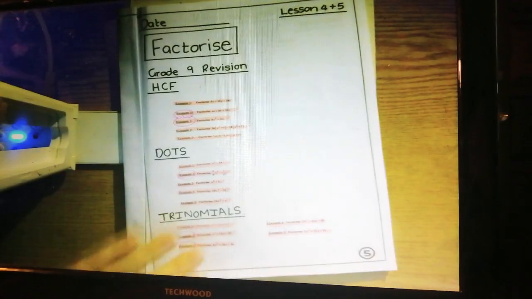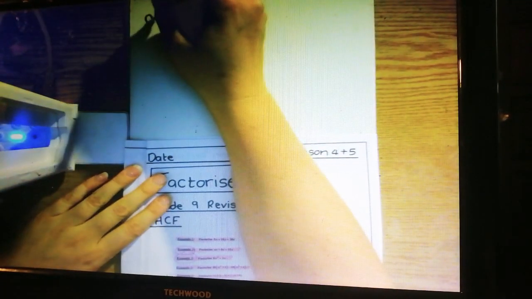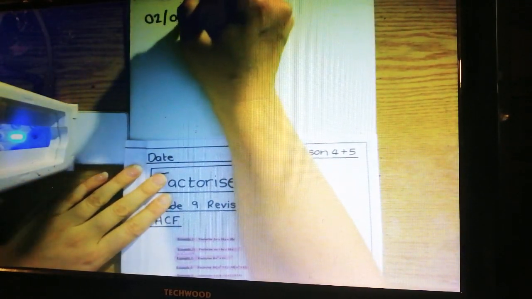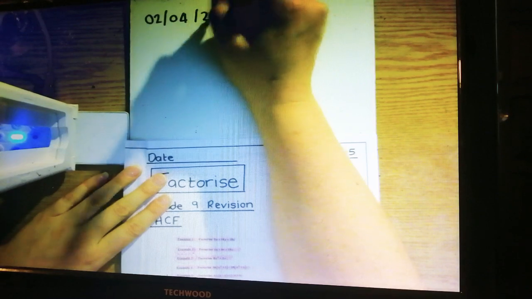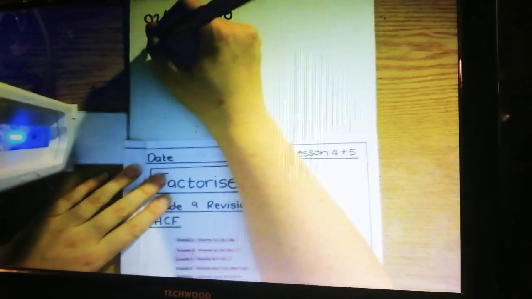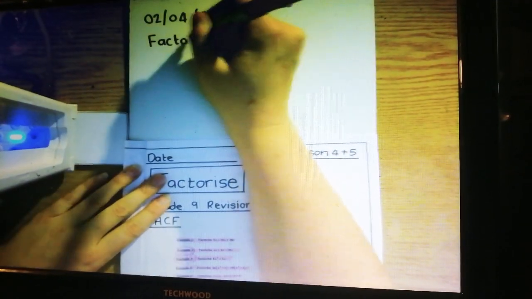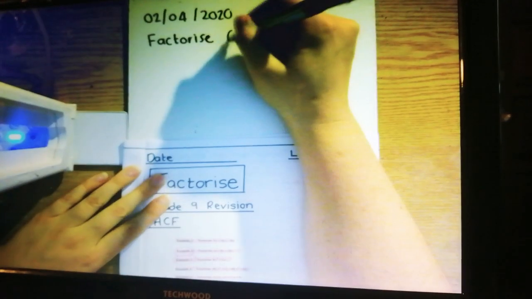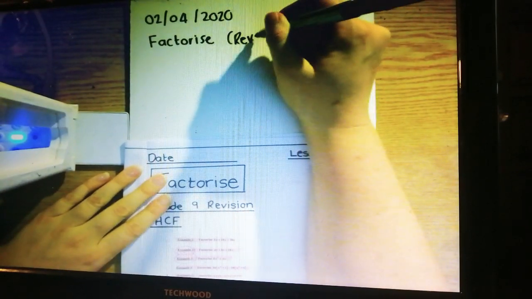So if you could open up your books and write today's date. Today is the 2nd of the 4th, 2020, and we are doing Factorize. And it's revision of grade 9 work.